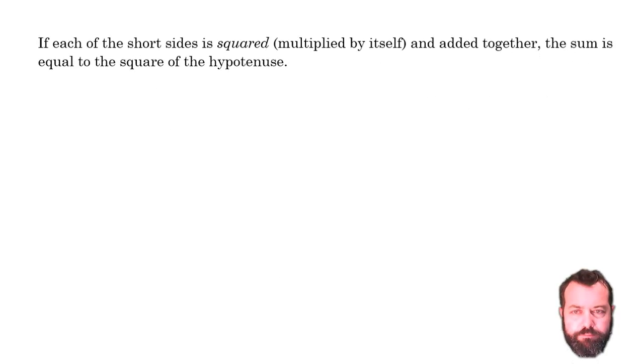So, if I square the short sides, that means multiply them by themselves. So I take the two short sides, I multiply them by themselves, I square them, add them together. That sum is going to be the same as the square of the hypotenuse. There's a lot of language there. Better off with an example.